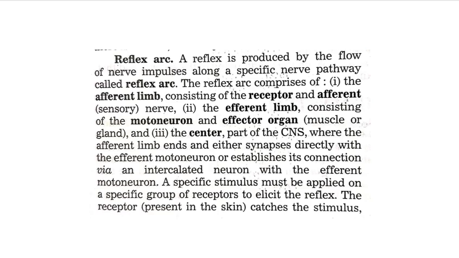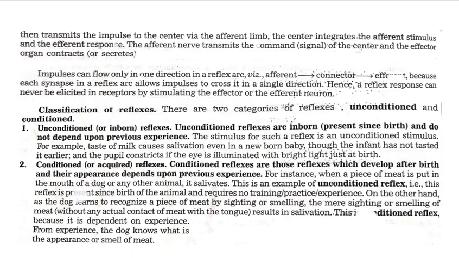A specific stimulus must be applied on a specific group of receptors to elicit the reflex. The receptor present in the skin catches the stimulus, then transmits the impulse to the center via the afferent limb. The center integrates the afferent stimulus and the efferent response. The efferent nerve transmits the command from the center, and the effector organ contracts or secretes. As I told you, the example of the eye.